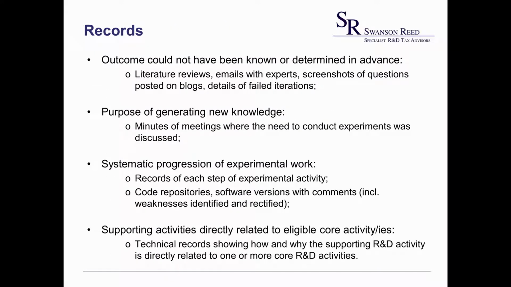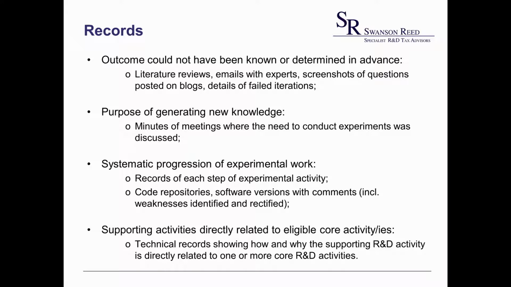Finally, we wanted to provide some guidance on the nature of records that should be kept by a company to support a software R&D claim. A company's records must demonstrate that the outcome of the experiments, that is, whether the hypotheses were true or false, could not have been known or determined in advance. Suitable records for this may include literature reviews or correspondence showing the company attempted to attain the knowledge they sought before undertaking their own experimentation.